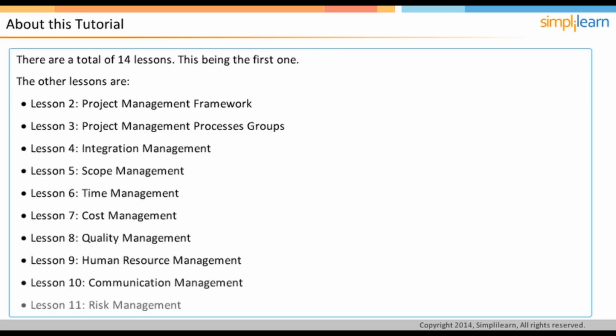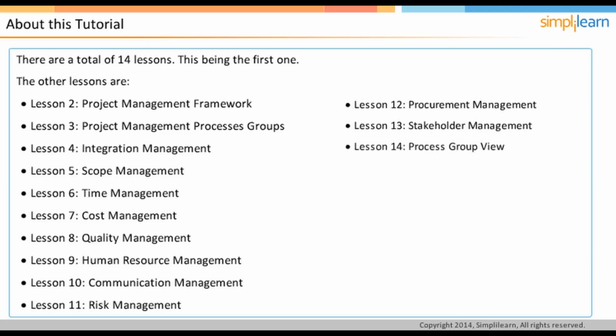The 10 knowledge areas are covered in Lesson 4 to Lesson 13. Each lesson is dedicated to each of these 10 areas. Lesson 14 revises the same processes from a process group perspective. This will help clarify the sequence in which some of the activities are carried out and understand these processes more holistically. Once you are through with these 14 lessons, you can go ahead and take our online practice tests.